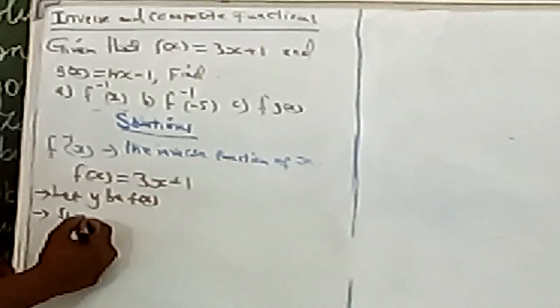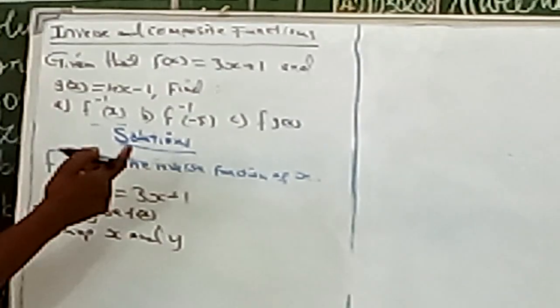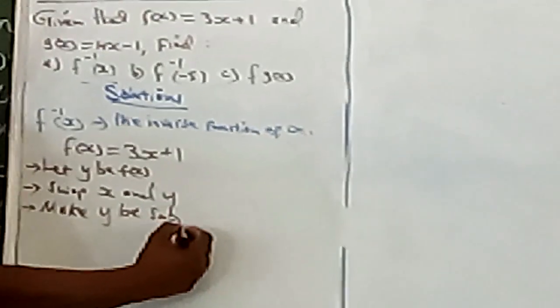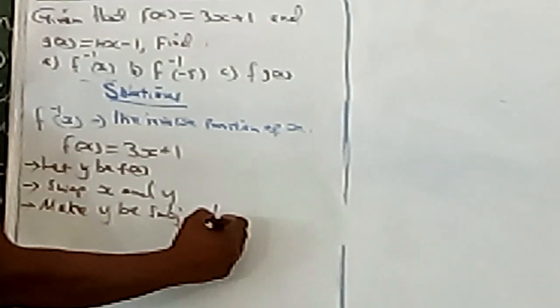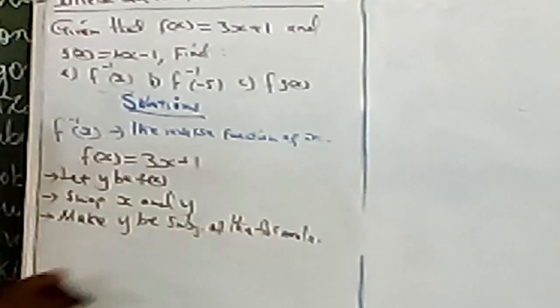This will be the first step. Once this is done, we move on to the second step. In the second step, we're going to swap x and y. What does it mean? While there is y, we put x. While there is x, we put y. That's the idea. Swap. Then we move on to the third step. In the third step, we're going to make y the subject of the formula.